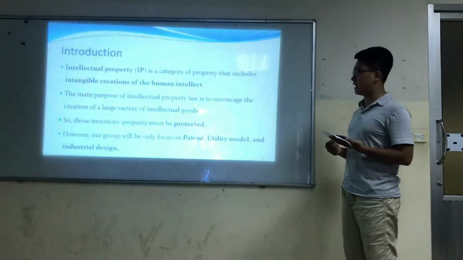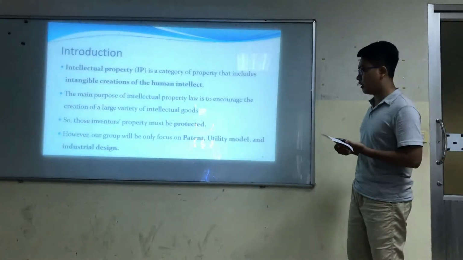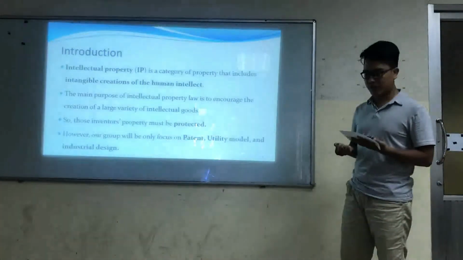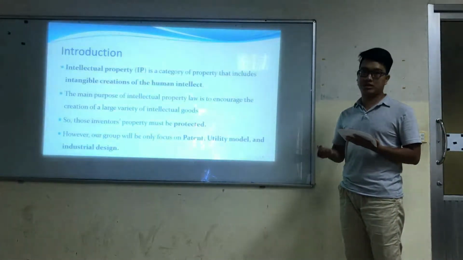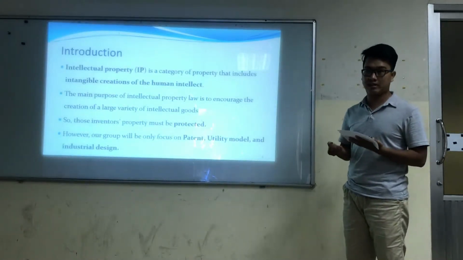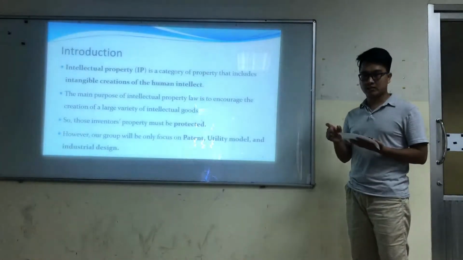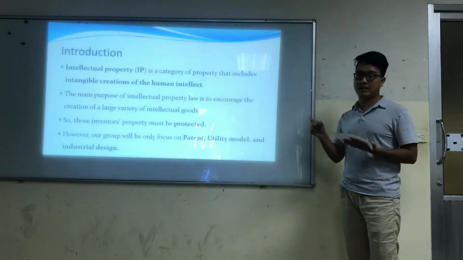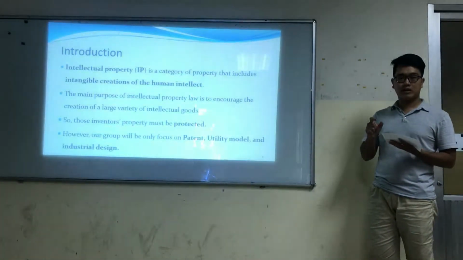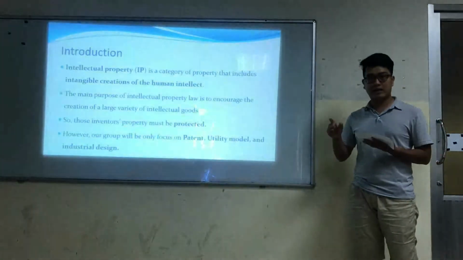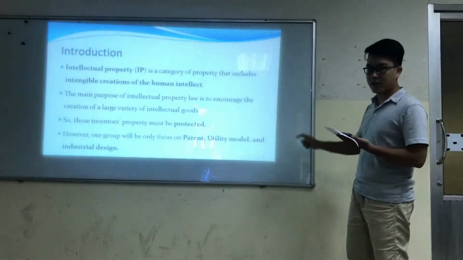So the main purpose of intellectual property law is to encourage the creation of a wide variety of intellectual goods, which means that it encourages development in society. Innovation encourages the development of every society, especially undeveloped countries. Also, those inventors, the ones that own those intellectual property rights, need protection, and the protection is only sufficient if the legal authority can provide it. So that's why they created intellectual property.